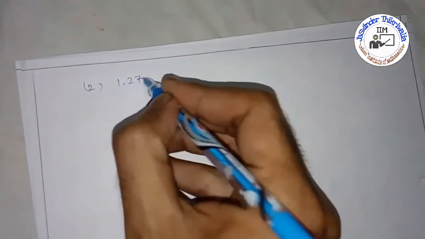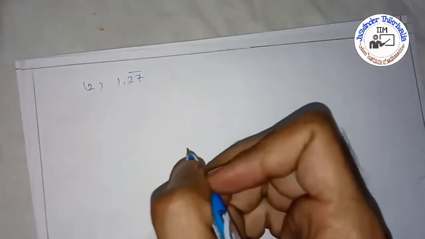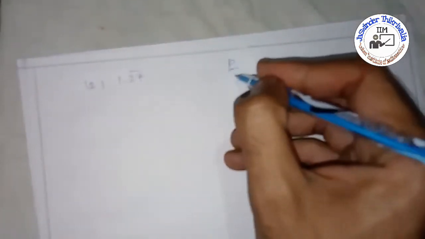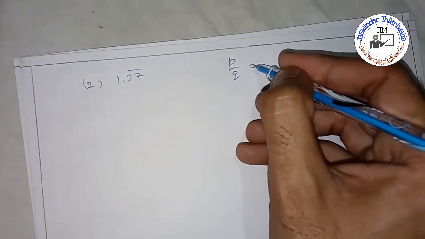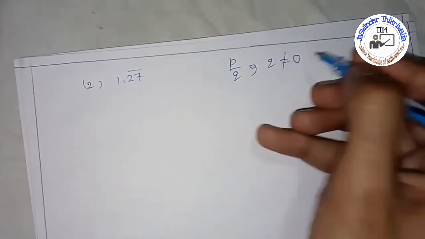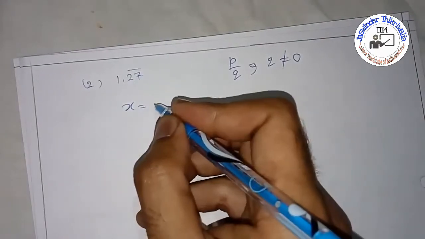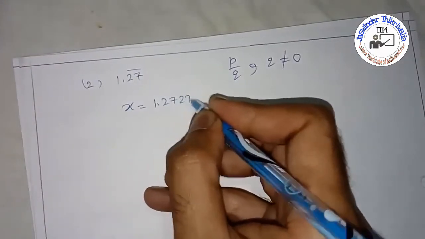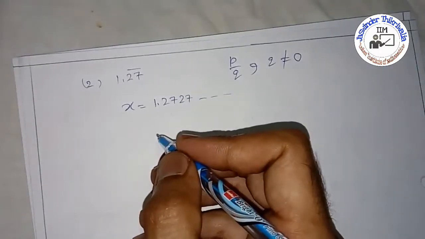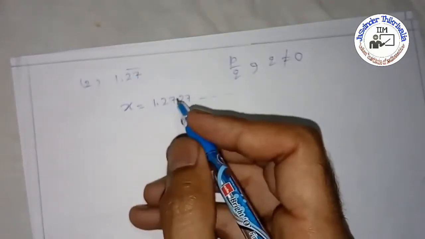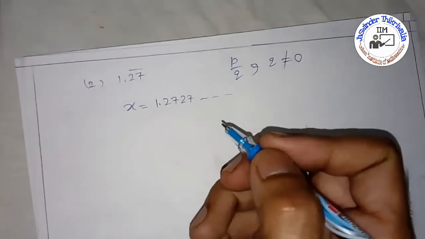Okay, take a number 1.27 bar. Okay, so how we can express it as p by q form, where q should not be 0. Okay, first of all we suppose it as x equal to 1.2727 because it is repeating. So we will multiply both sides with 27. I told you that this bar is on how many digits. With that value we will multiply on both sides.